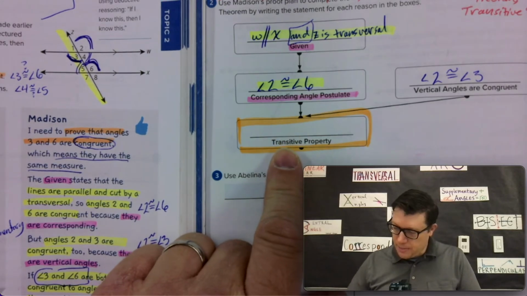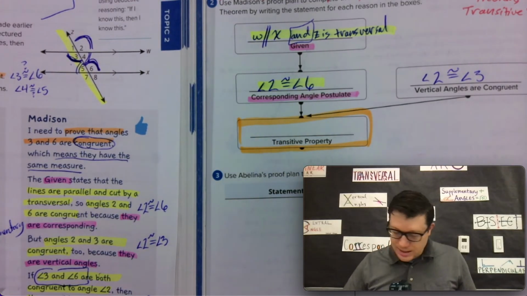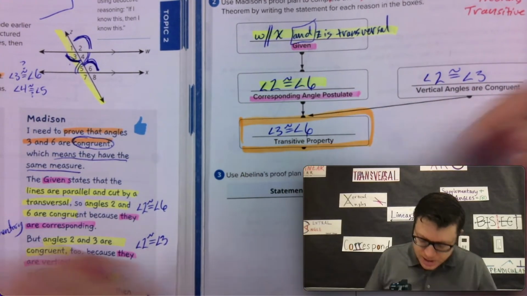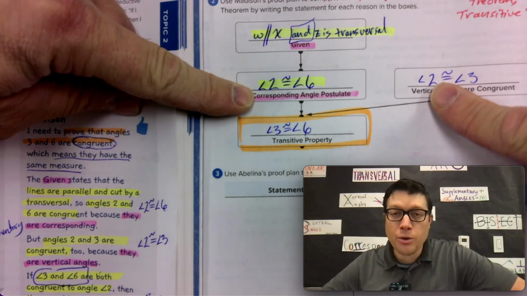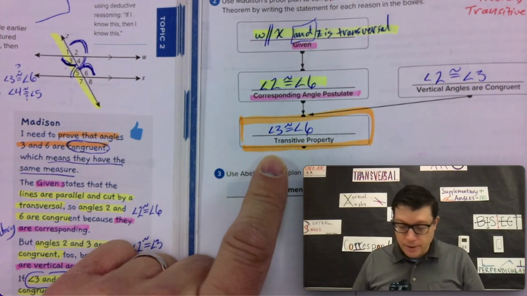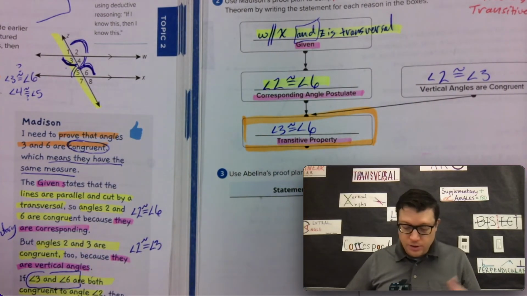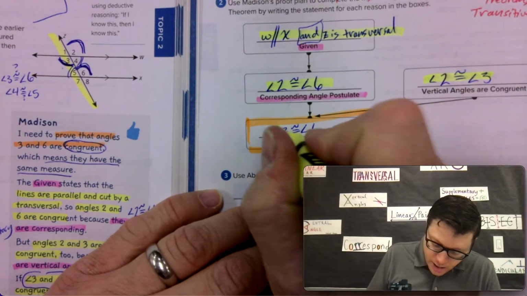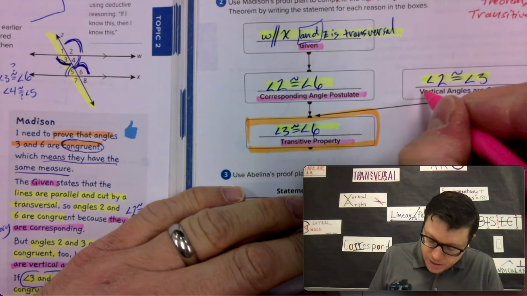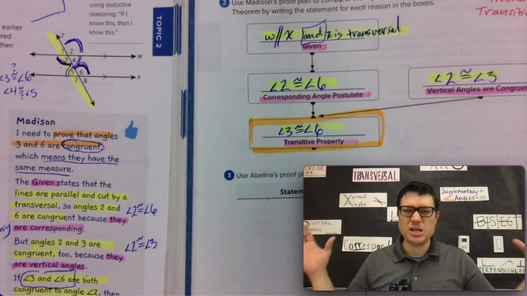Okay, transitive property therefore means that angles 3 and 6 must be congruent. Angle 3 is congruent to angle 6. Literally, there's a 2 in both of these boxes, and now there's no longer a 2. The transitive property is what takes the 2 away. It says we have 2 different things that are equal to each other, or congruent, check my words, congruent to each other, so therefore they must be congruent to the same thing.